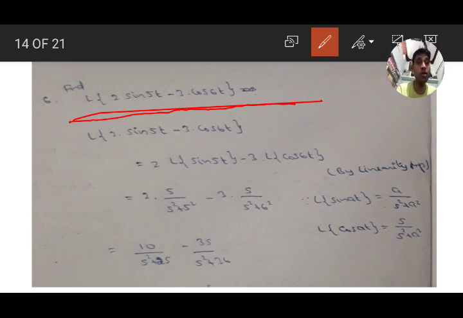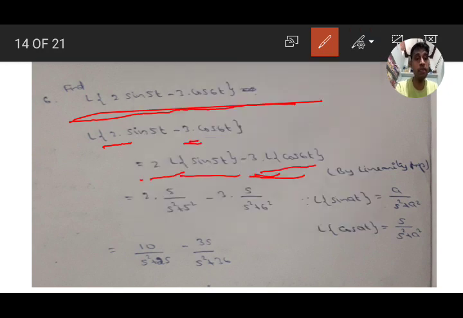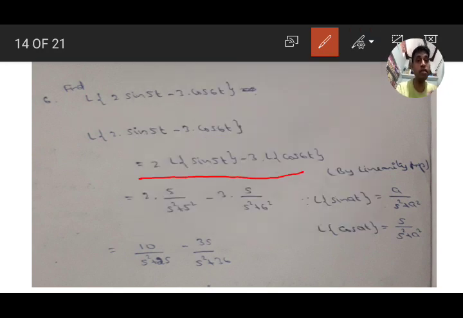Here there are two functions, so apply the linearity property first. By applying the linearity property, here 2 is the coefficient outside L of sin 5t, here 3 is the coefficient outside L of cos 6t. We get this step. By the linearity property, the coefficient is outside, Laplace transform of the first function minus 3, the coefficient, outside, Laplace transform of the second function. Then applying the standard formula, first one is L of sin at where a equal to 5, L of cos at with a equal to 6.